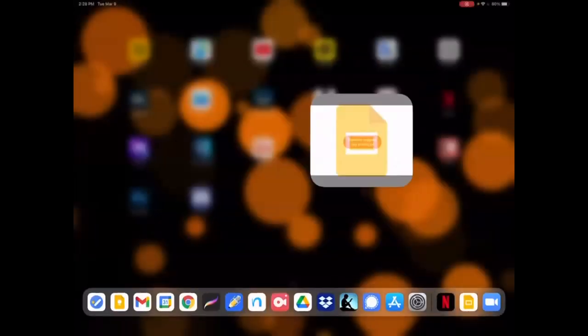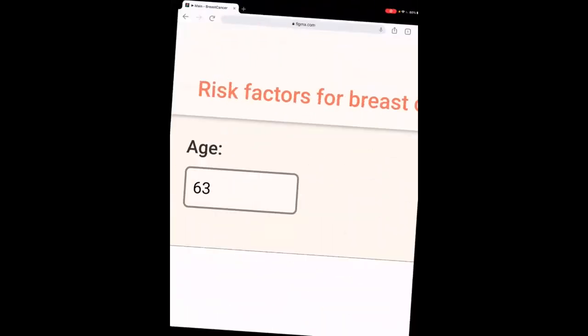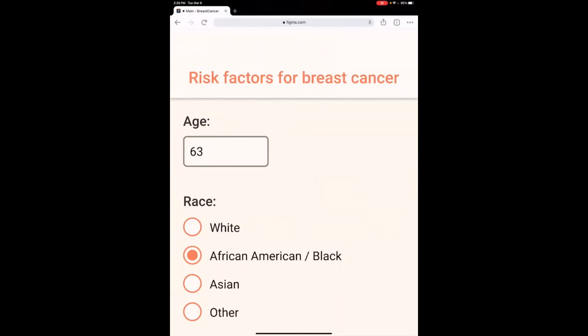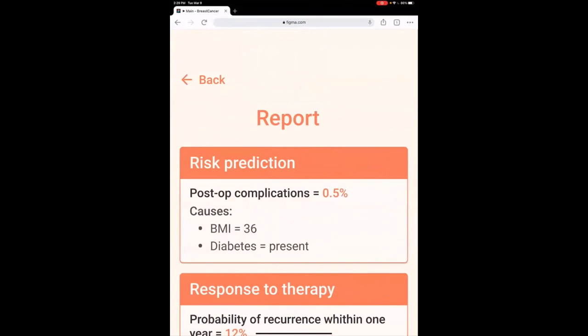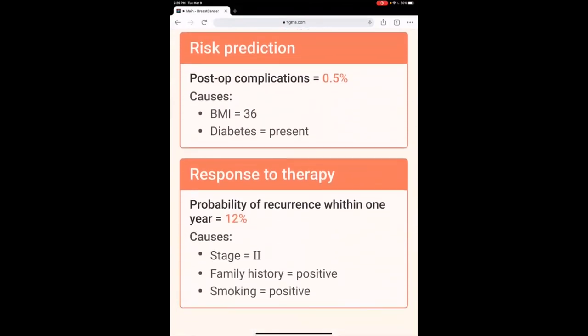Let me just switch here to a screen. And I don't know if this is clear, but essentially you can transform your algorithm into something that would provide a decision support system. A screen similar to this inside your electronic health record. And that same screen would provide you with not only the probability of post-op complications or probability of recurrence, but it could also provide causes.